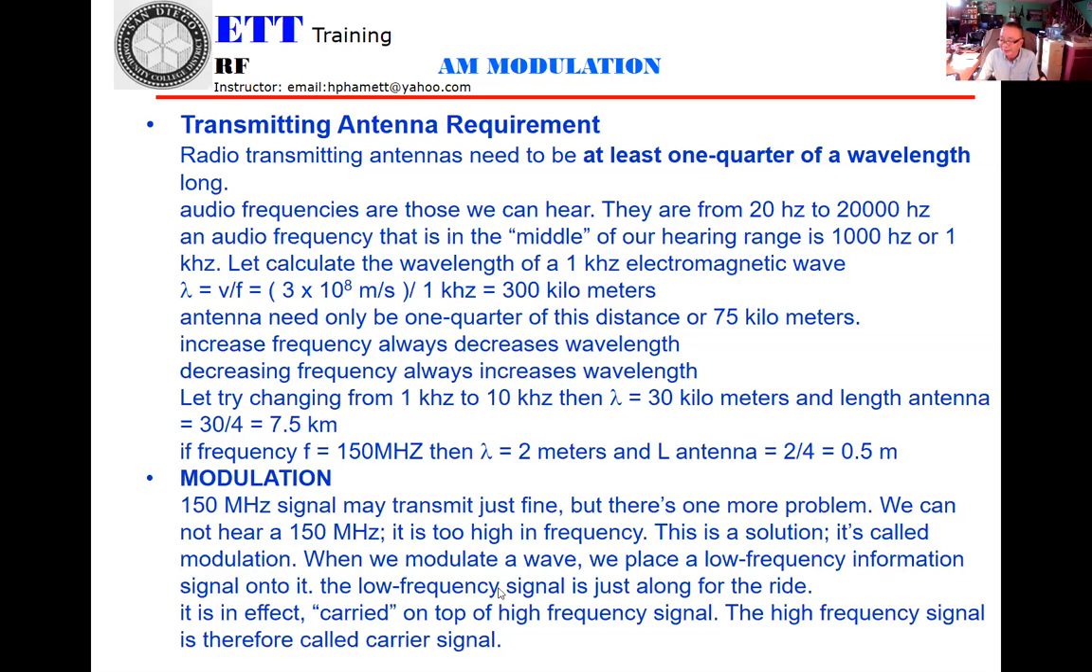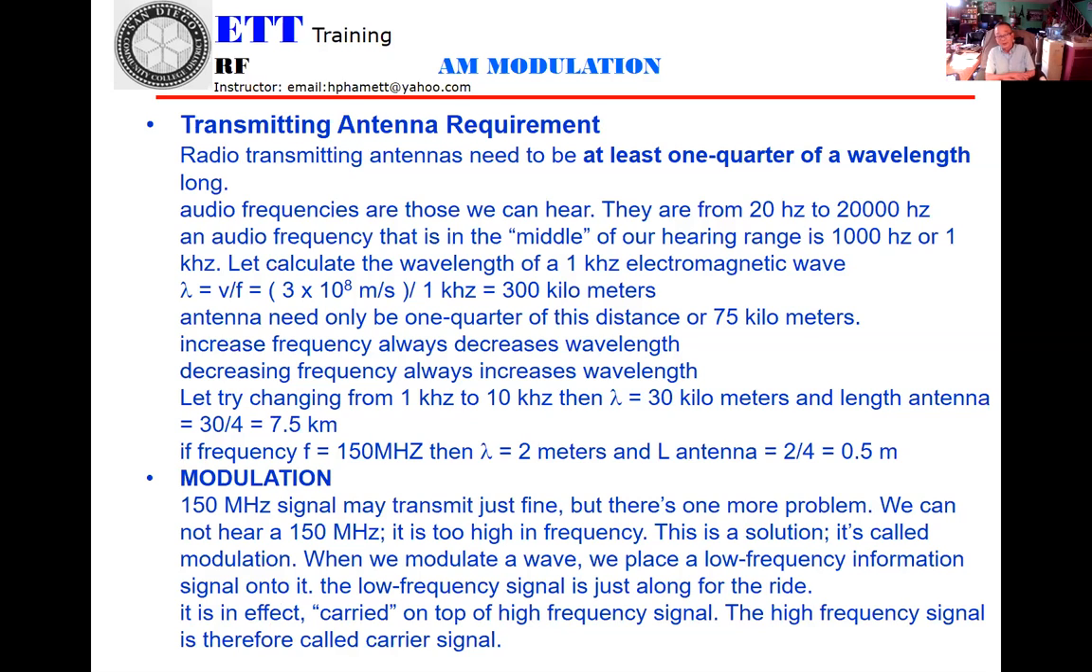When we modulate a wave, we place a low frequency information signal onto it. The low frequency signal is just along for the ride. It is in effect carried on top of the high frequency signal. The high frequency signal is therefore called a carrier signal.